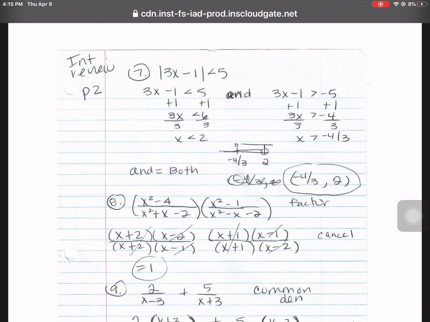Less than is and means both. So where is it in both lines? The stuff that's in between -4/3 and 2. There's not an or equal to, so you use parentheses.